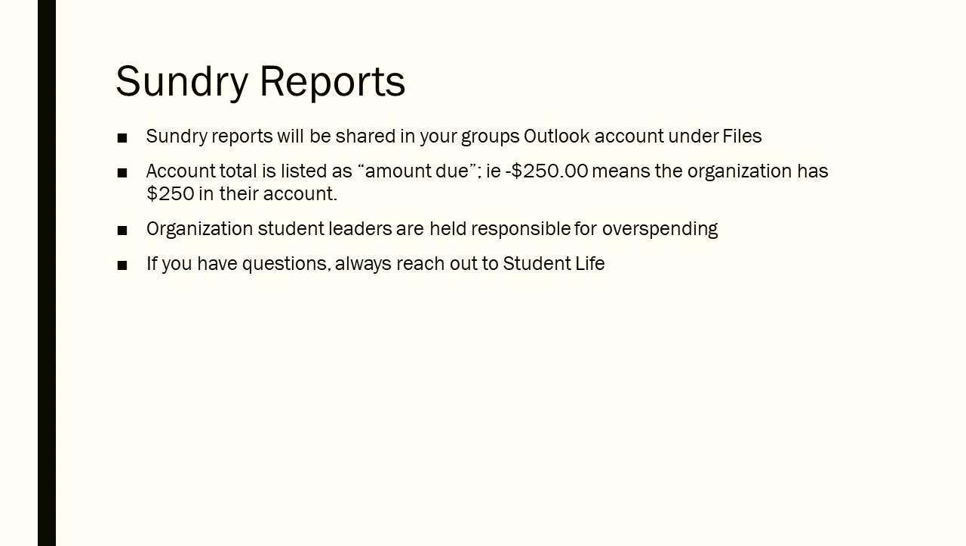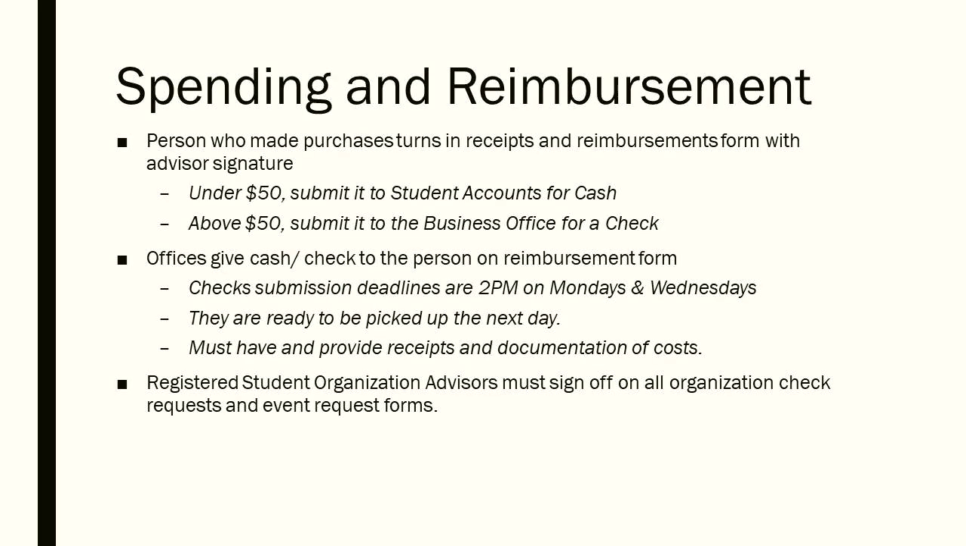Organization student leaders are held responsible for overspending the account. If at the end of the year you're not at a zero or a positive balance, the officers of the club, if they don't figure out a way to handle it, that amount will be split between them and charged to their student account. Again, if you ever have any questions or if there's discrepancies on your report, reach out to Student Life.